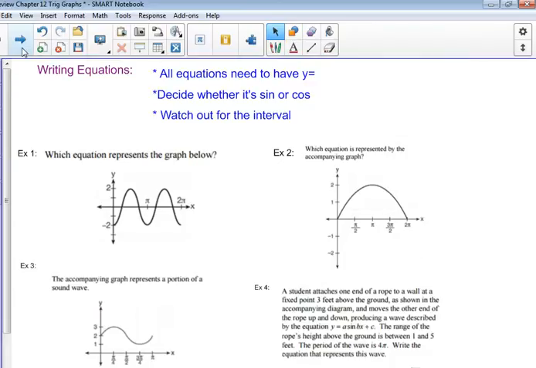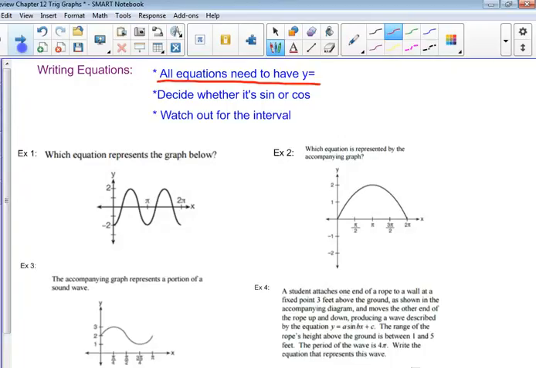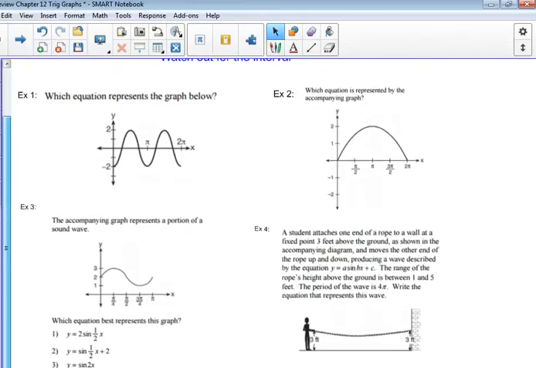Okay. Then just writing some equations. Trig graphs can show up in a lot of different places. Whenever they ask you to write equations, they really like this lately, to make you write an equation in the later tests. Make sure you have a y equals. Decide whether you're sine or cosine, and watch out for the interval, because that's where they're going to get you when you try to get your b values. So make sure you're correct at the interval where you're looking. 0 to 2 pi is always what we want.